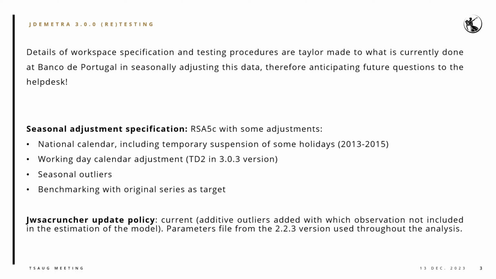And in the previous tests, benchmarking was not available. We use the cruncher, so we are one of those interested users in that the cruncher continues to be present on the graphical interface. And right now we still use the current policy. So new observations are added to the model as always as outliers. So we used an old parameter file. Apparently this did not create any problem.